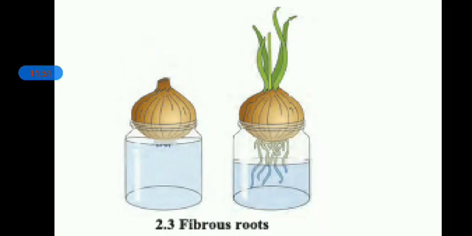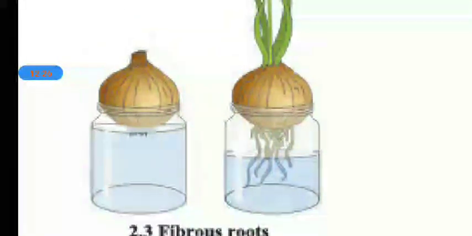This thread-like structure is nothing but the fibrous roots, and on the upside also we can see some changes in the onion. It grows, and the leaves are formed from that. Now we can also observe that the water is reduced in the jar, because for its growth the onion soaks the water, and the fibrous roots and the leaf are formed. Now just remember from this that the thread-like roots are nothing but the fibrous roots.